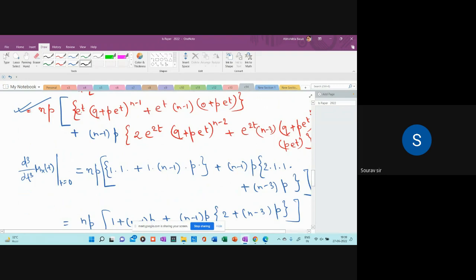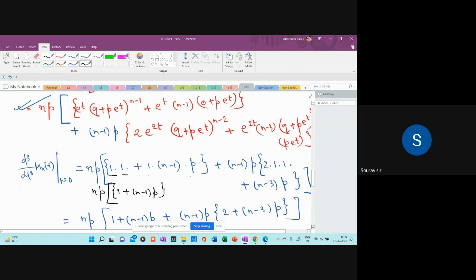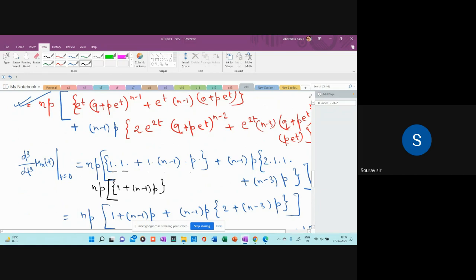Let's check it. T equals 0, e to the power t is 1. This is going to give me 1 plus, e to the power 0 is 1, and n minus 1 is 1, and this is going to be p. So this gives me np into 1 plus n minus 1 into p. This is the first portion. np is outside the first bracket.